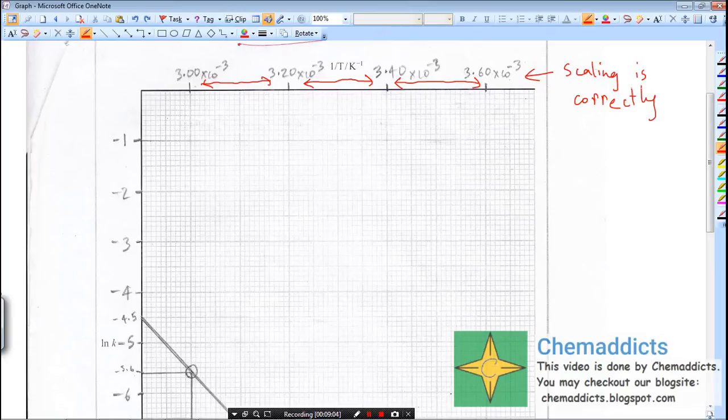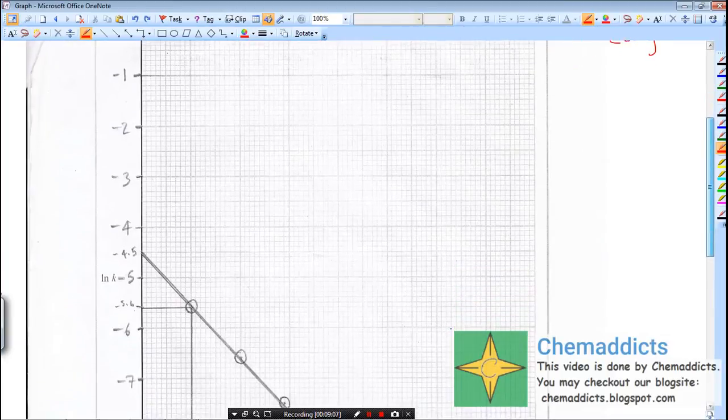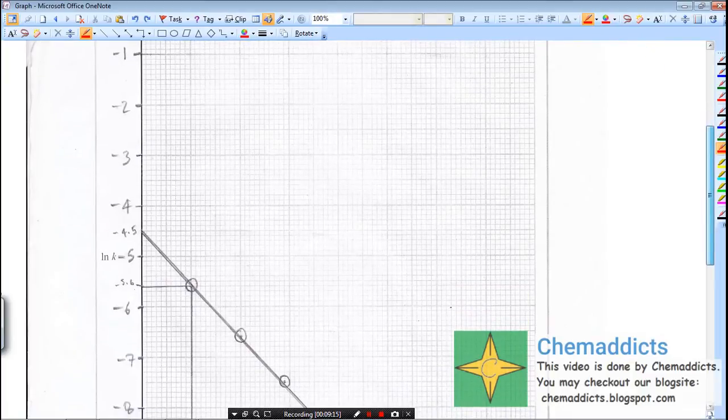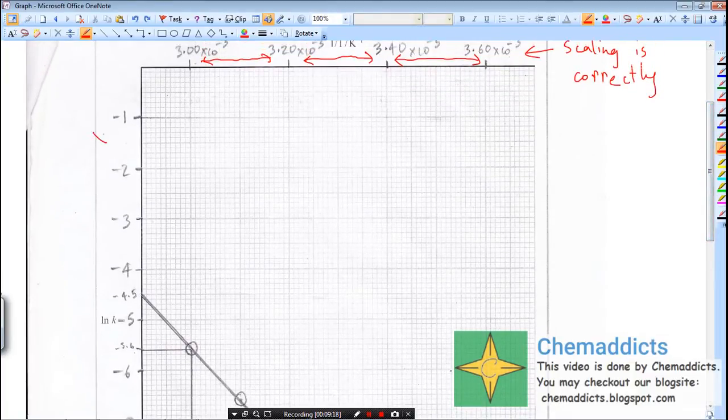On the x-axis, and on the y-axis, the student has taken 10 boxes as 1 unit, as you can see. So that goes with scaling. Scaling is also correct in the y-axis. This is the y-axis, as you all know. And scaling is also correct in the x-axis. Okay, fine, excellent.